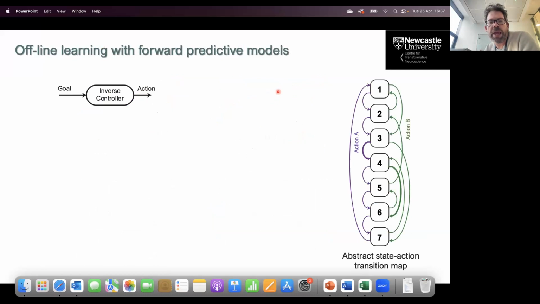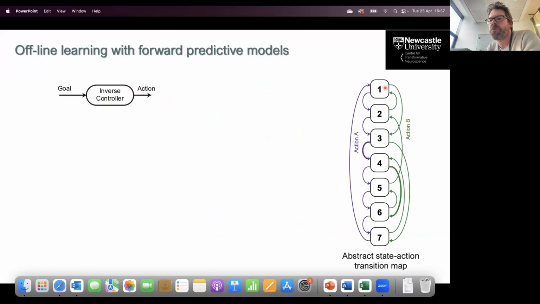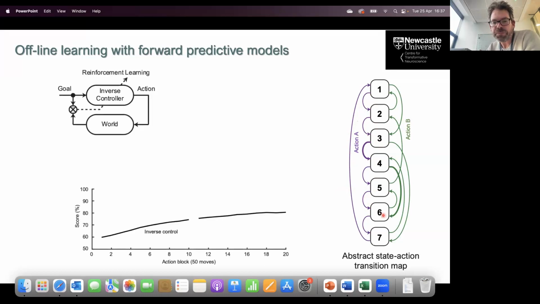So our simulation of this is just a kind of model, and we're simulating an agent that has to move through 7 different states. The agent can choose one of 2 actions at each state that takes it to another state. And the agent just has to get to a goal state with the smallest number of actions. And you can learn that with Q-learning. It turns out it's a surprisingly difficult thing for Q-learning to learn. These are action blocks of 50 moves, so it takes quite a lot of having a go at this to learn the most efficient way of getting from each state to another.